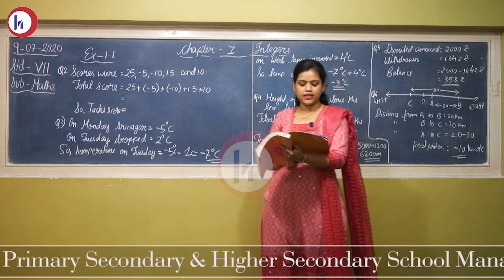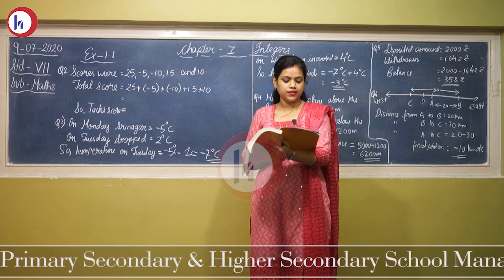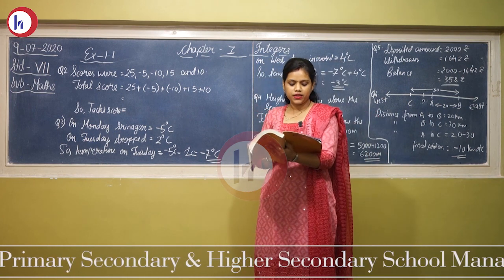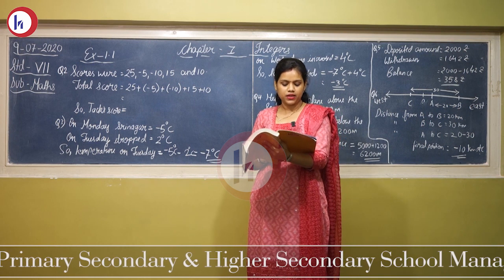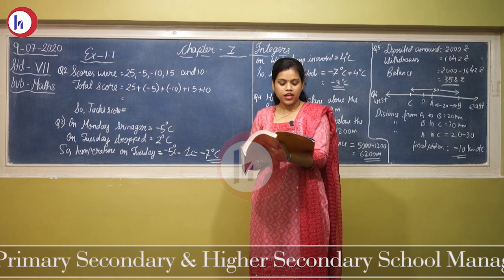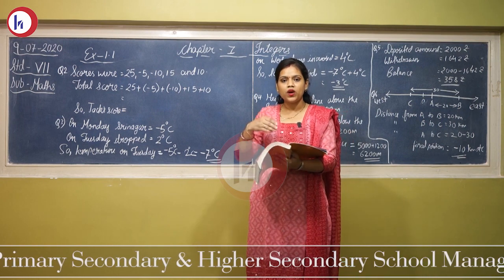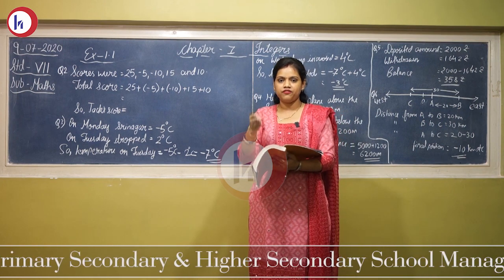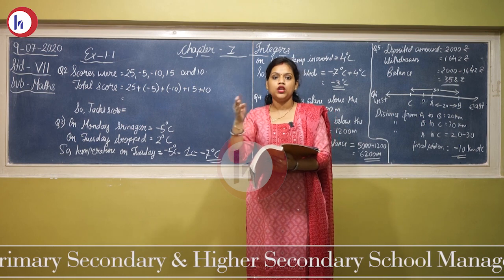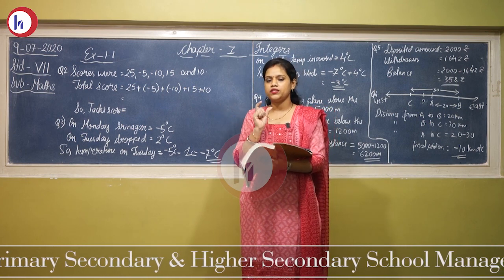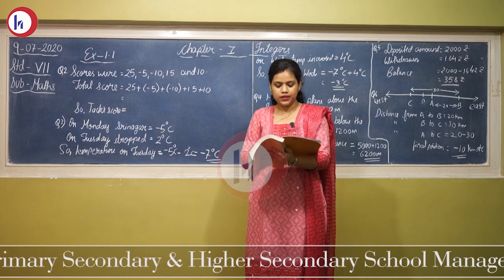Now we will start with our second question. Our second question is, in a quiz, positive marks are given for correct answers and negative marks are given for incorrect answers. If Jack scores in 5 successive rounds, successive means one after another without any gap. If first round, then second, third, fourth. So always understand that whenever the word successive is used, it means one after another.